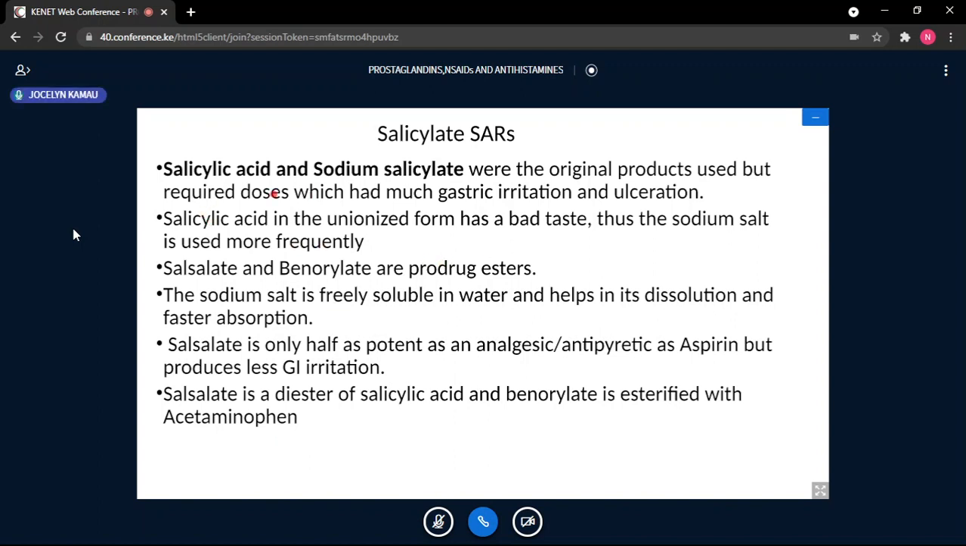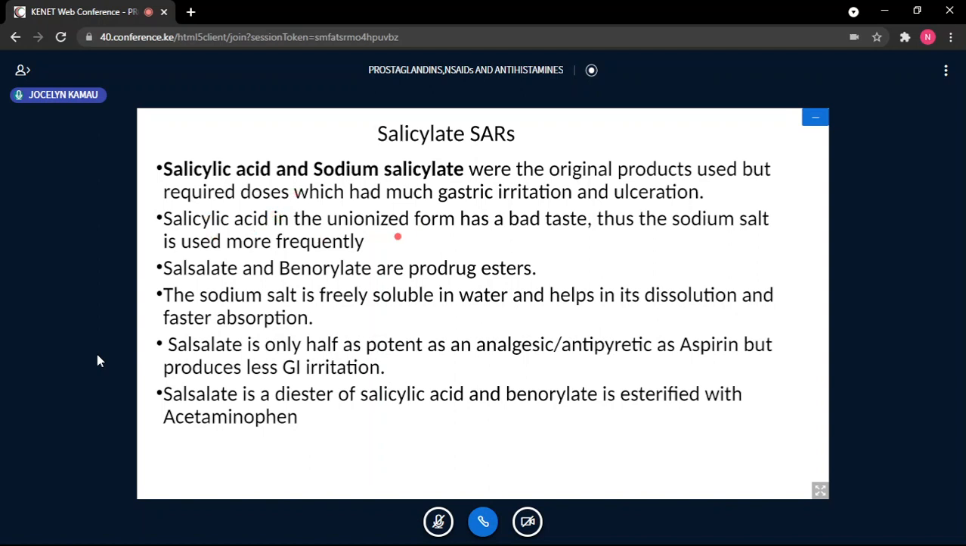When you look at salicylic acid, sodium salicylate was the original product used, but it required doses which had much gastric irritation and ulceration. Salicylic acid and sodium salicylate were highly acidic, and therefore they had drawbacks. Salicylic acid in its unionized form also has a bad taste. Thus the sodium salt is used more frequently.